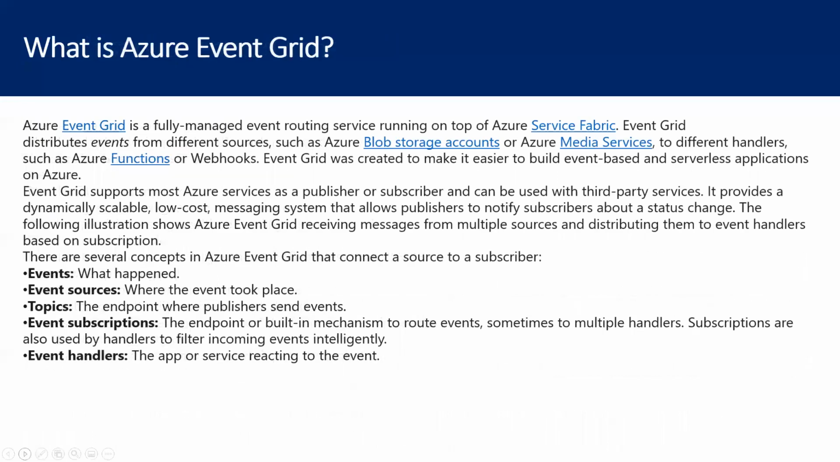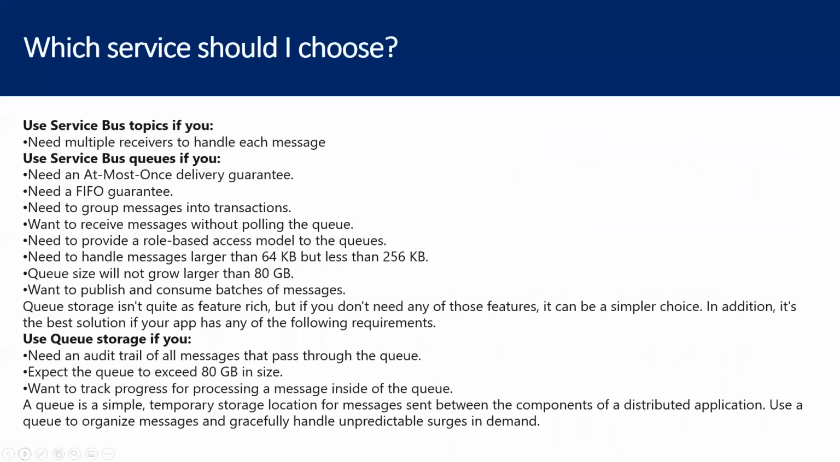Again, similar to that, we'll have a question: when do we use topic versus queue, right? In case you need multiple receivers to handle each message, then you use the Service Bus topic. Whereas if you want just one receiver, then you go with the Service Bus queue. At least one delivery process will happen.